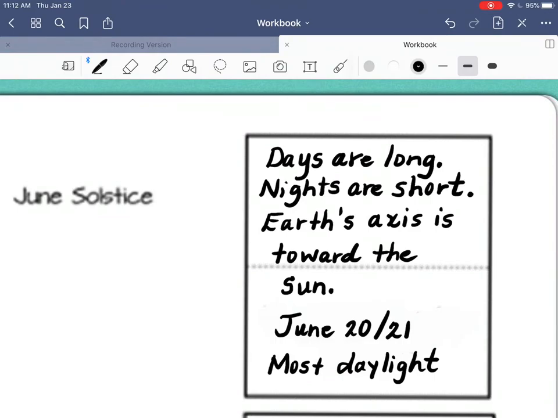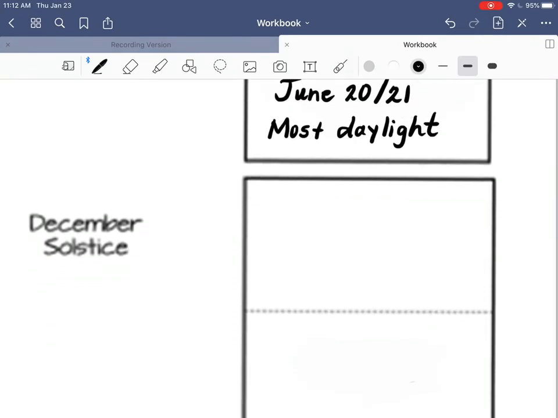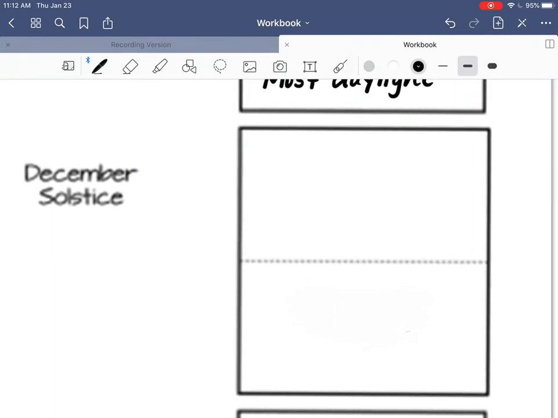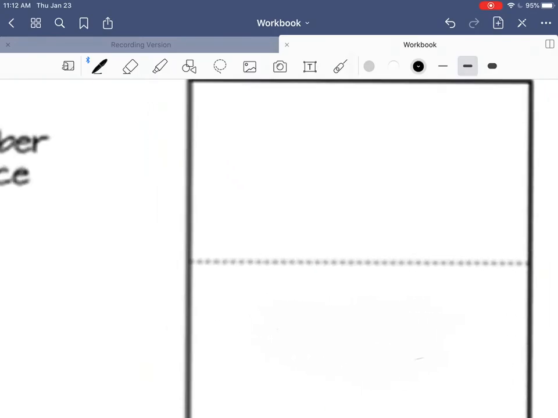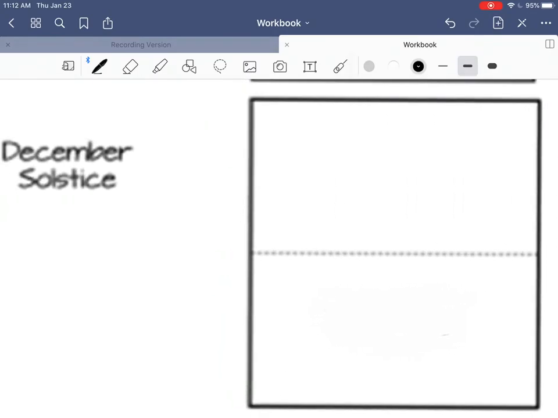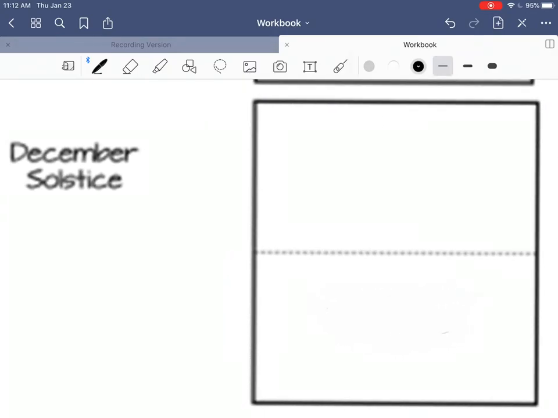Okay, the next one that we need to look at is the December solstice. So when I see solstice, I think long and short. And the December solstice is just the opposite. The days are short. In the wintertime, it gets dark early because the days are short, the nights are longer.